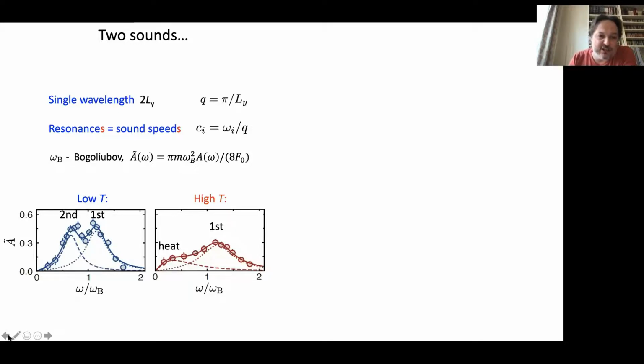And so these are data at low, something that I for now call just low temperature and high temperature, and everything is made dimensionless using some natural Bogoliubov units. And so at low temperature, indeed, you see 2 sound modes. The first sound is the one with the higher frequency. The nomenclature comes from the fact that if there was a race, the first sound would get there first, because it has a higher speed.